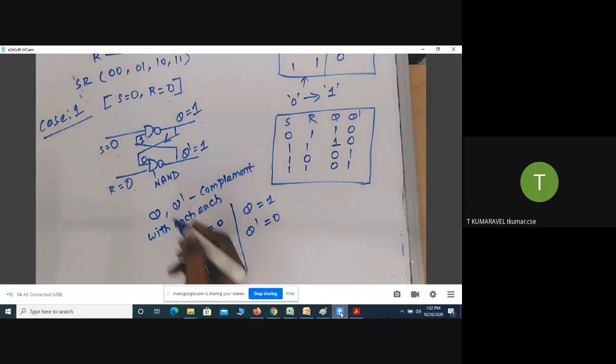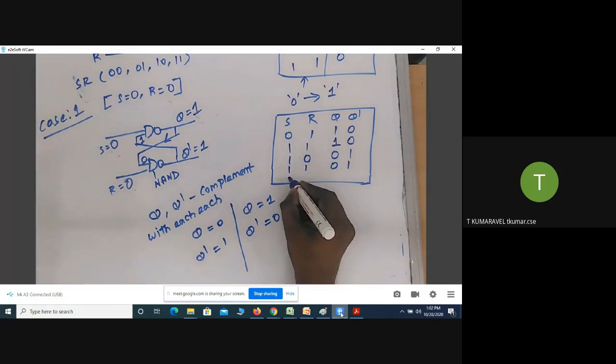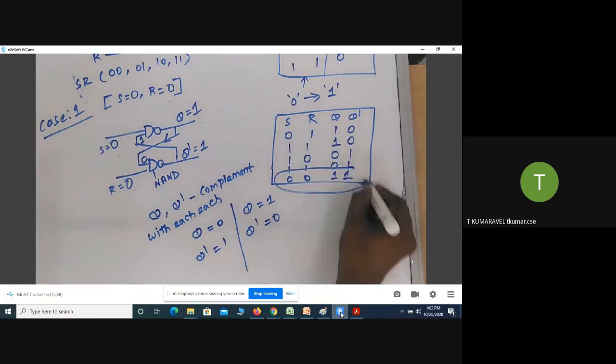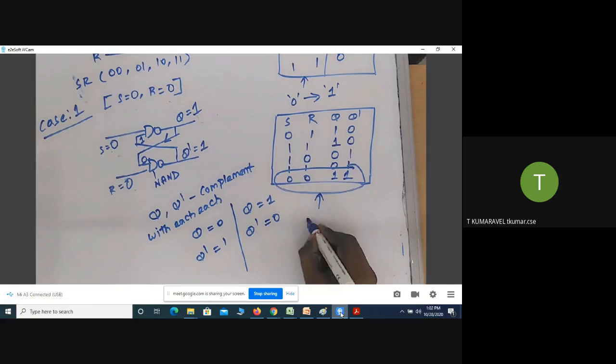But in this case, what happened? S equal to 0 and R equal to 0, both the output values are 1, 1. This state we call a forbidden state. What is the meaning of forbidden state? That input combination you should not allow, you should not encourage for SR latch using NAND gate. That is called a forbidden state.